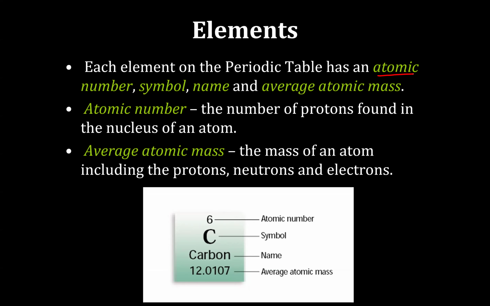So within a periodic table, each box will contain information such as the atomic number, the symbol, the name, and the average atomic mass. You also learned about different isotopes and how to calculate the mass of an atom last meeting. Atomic number is the number of protons found in the nucleus of an atom.